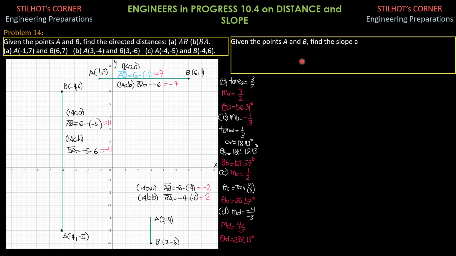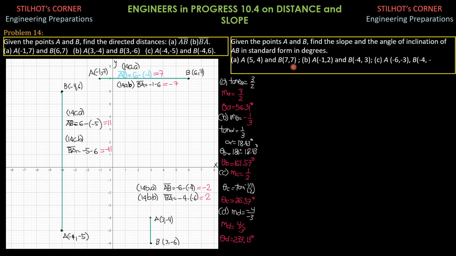Lastly, we have given the points A and B, find the slope and the angle of inclination of AB in standard form in degrees. So we have point A 5 comma 4 and B 7 comma 7. So let's also plot so that we can see them.